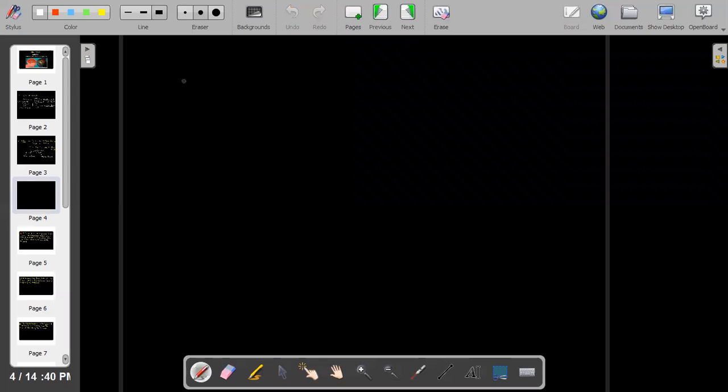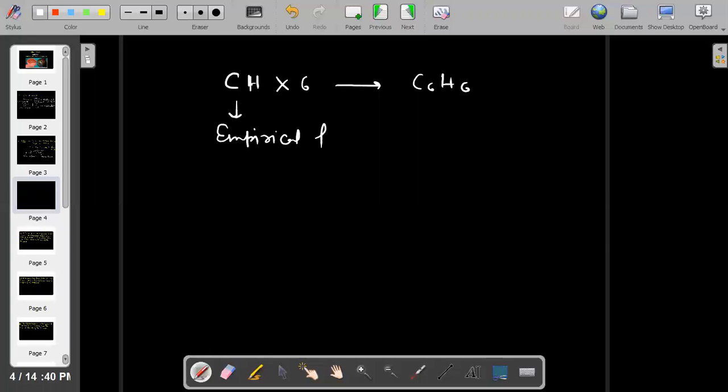Suppose I write CH and when I multiply it by 6, what are we getting? C6H6. Now this is what? This is the empirical formula. Clear? And this is what? This is the molecular formula. Clear? And what is 6? Wait for a moment.